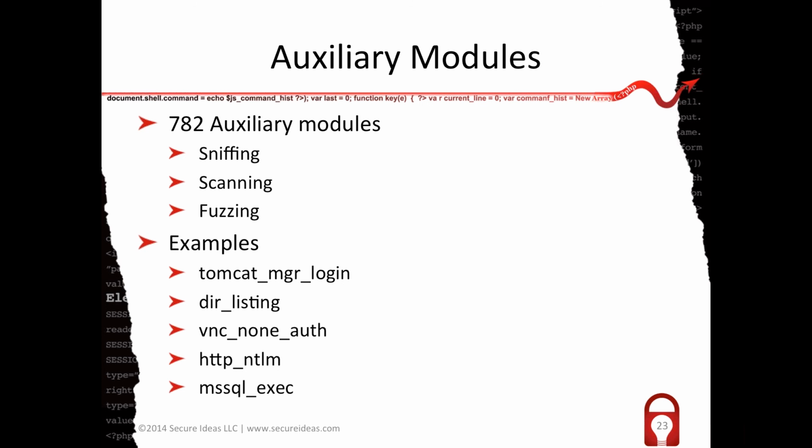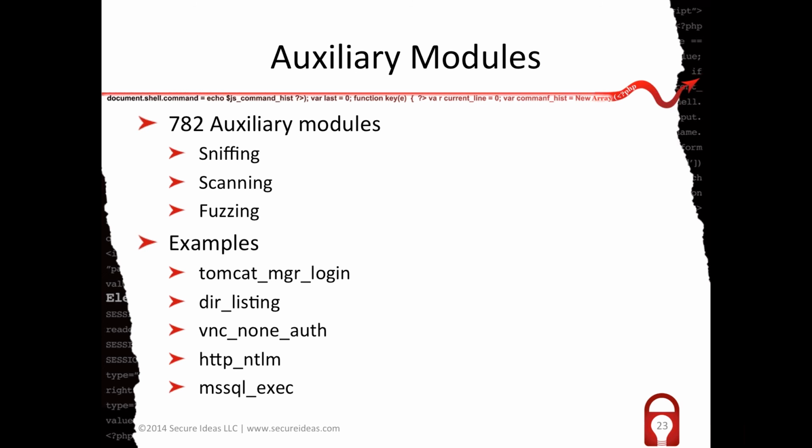So moving on, I just briefly talked about auxiliary modules. Like I said, there's a lot of auxiliary modules. They basically do one of three things. They either do sniffing of some kind, they do scanning a network to try to find something, or they do fuzzing. I would say probably 90% of the ones that I use are all scanning related. There's just several examples here.